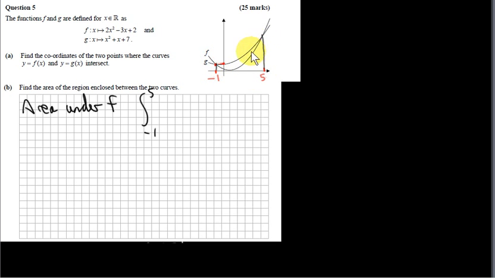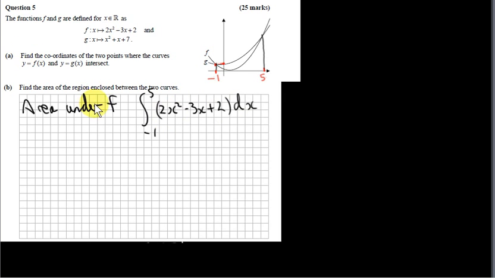The area underneath the graph of f. So f is 2x squared minus 3x plus 2. So we integrate this with respect to x. If we do that, we have to add 1 onto the power and so on. It might be easier actually to subtract.